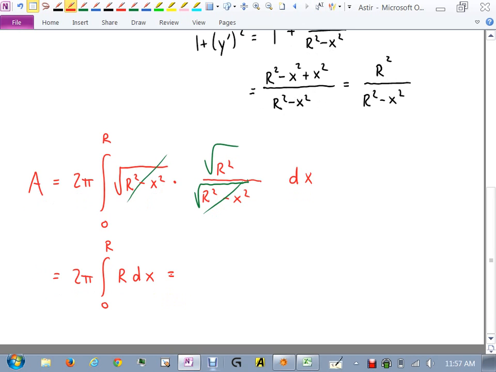The antiderivative of r with respect to x is rx. So this is 2 pi capital R x evaluated from 0 to what? R. Plug in r, what do you get? 2 pi r squared. Plug in 0, what do you get? 0. That's half the answer. The other half we didn't do. So double that answer: 4 pi r squared.